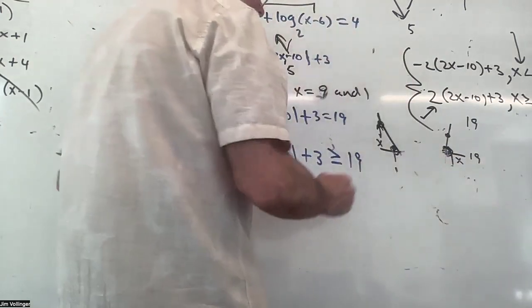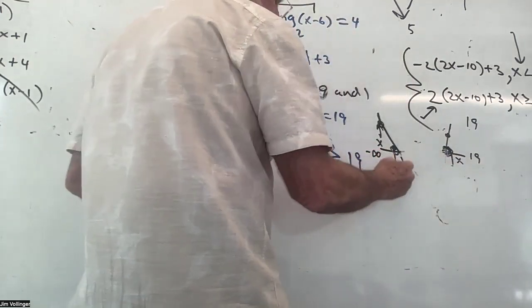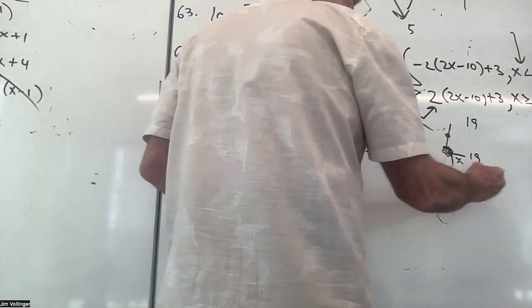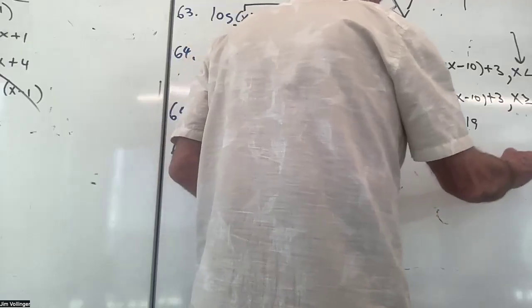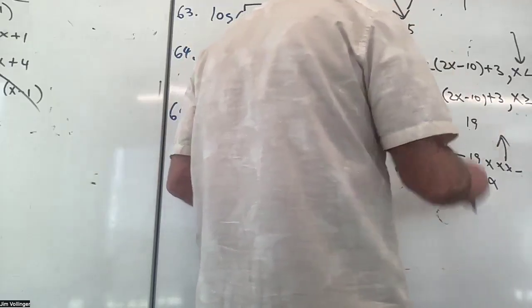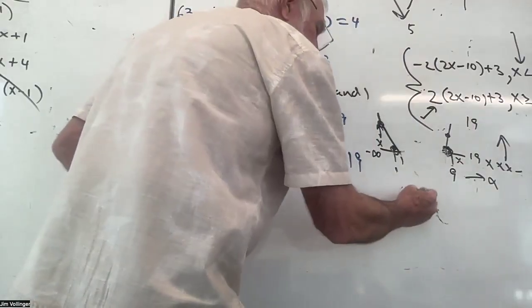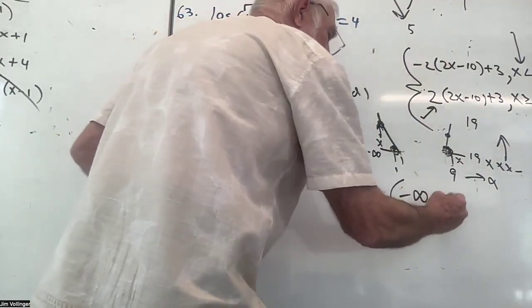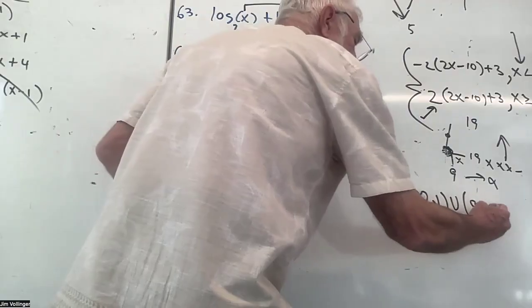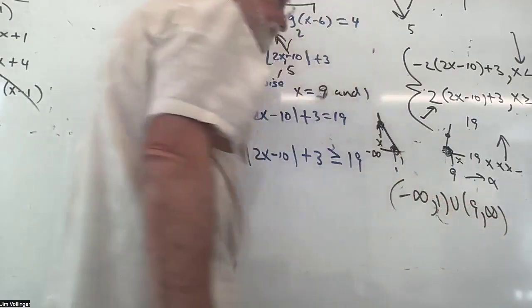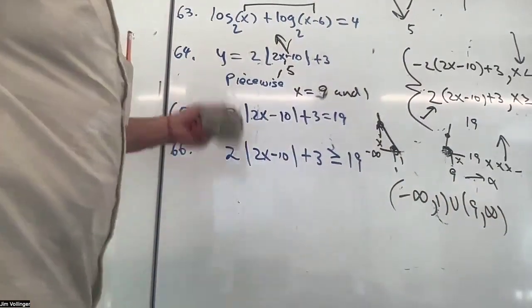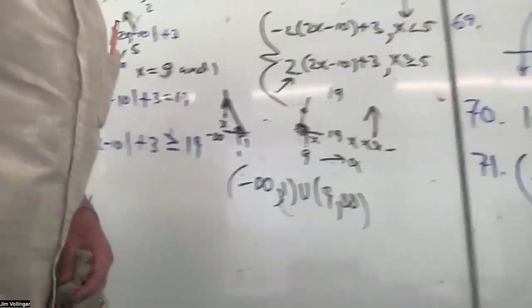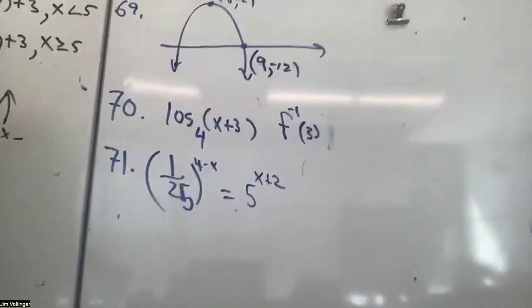What am I seeing? I'm seeing -infinity to 1, and I'm seeing 9 to infinity. Every one of these x's is getting me something bigger than 19. So -infinity to 1, union 9 to infinity. Yep. Okay, that's that. All right, continuing on.